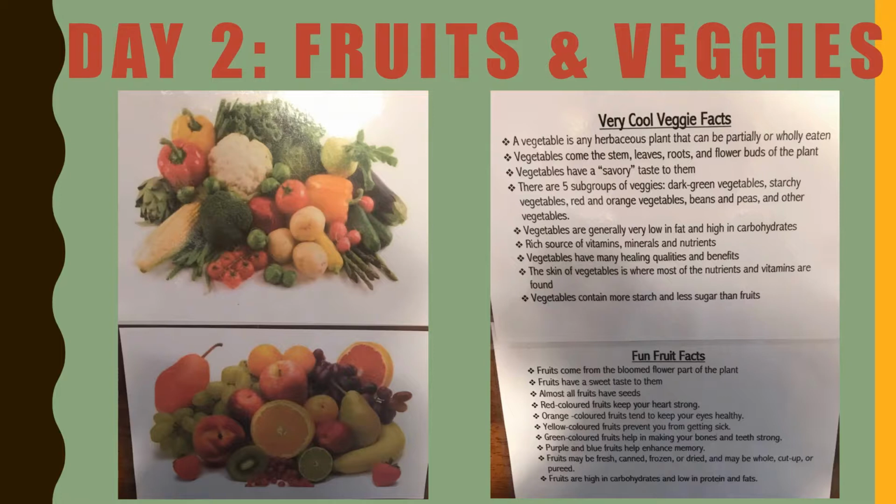And then for the fruits, it lists what the different colored fruits can help your body with. And then also it lists under the veggies the 5 subgroups of veggies.